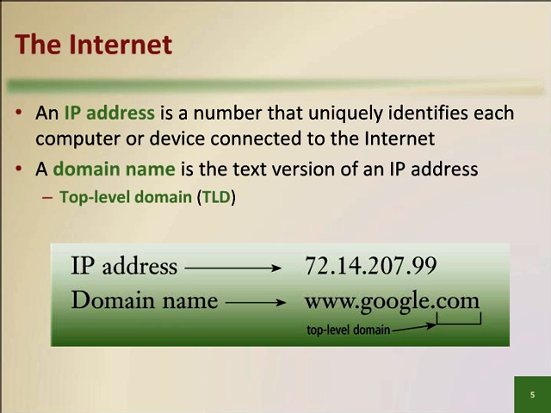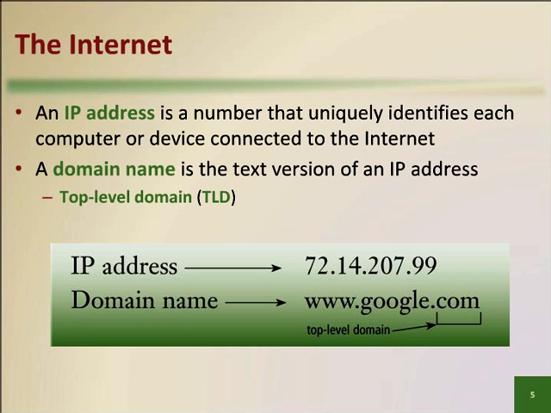An addressing system is used by the Internet to send data to a computer at a specific destination. The Internet Protocol Address, or IP address, is a set of numbers that uniquely identify each computer connected to the Internet. The domain name is the text version of an IP address. Both the numbers in the IP address and the text in the domain name are separated by periods.